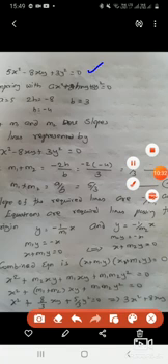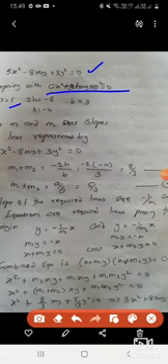5x square minus 8xy plus 3y square is equal to 0. It is given. Immediately we compare this with the standard equation. So a value is 5, 2h is equal to minus 8, h is equal to minus 4, and b is equal to 3. This is our first work.